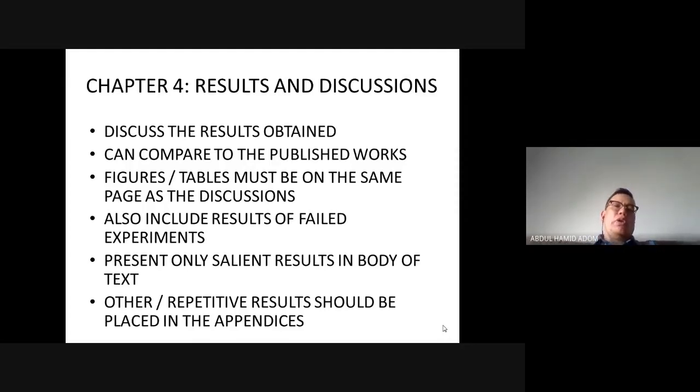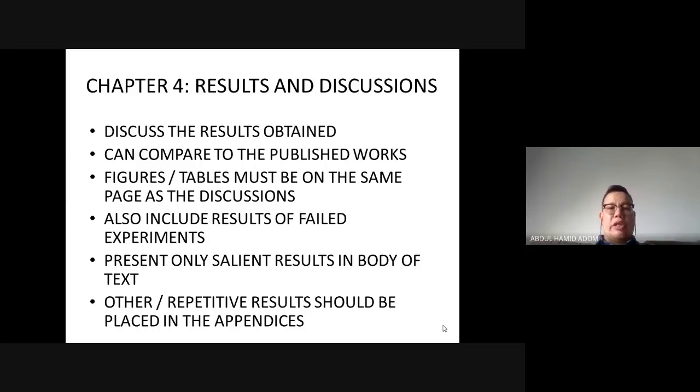Okay, in chapter 4, you discuss the results obtained. This is where it's very important for you to actually refer to the diagrams or the tables, so all the results on the same page as discussion. If you have so many results, you may not need to actually present everything in the chapter. You may choose the most relevant ones to be in chapter 4, and the rest of it put in the appendices.